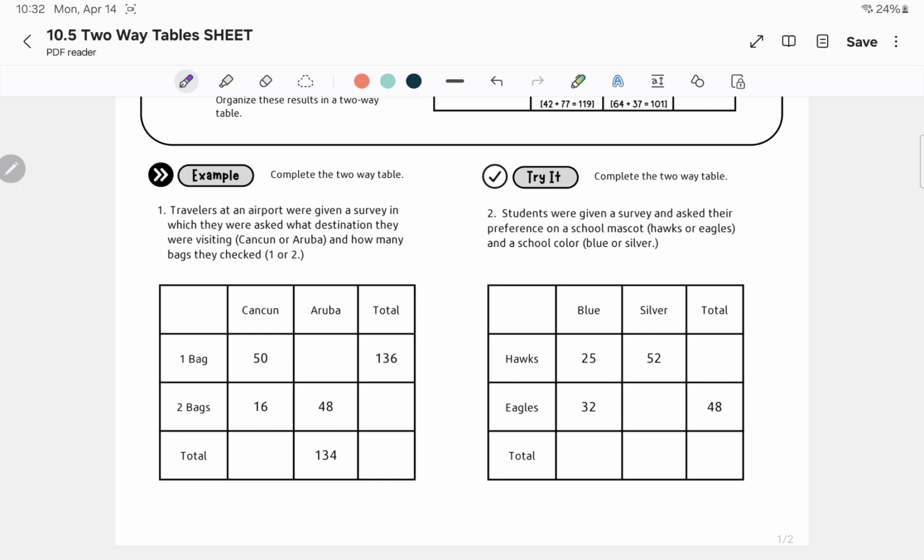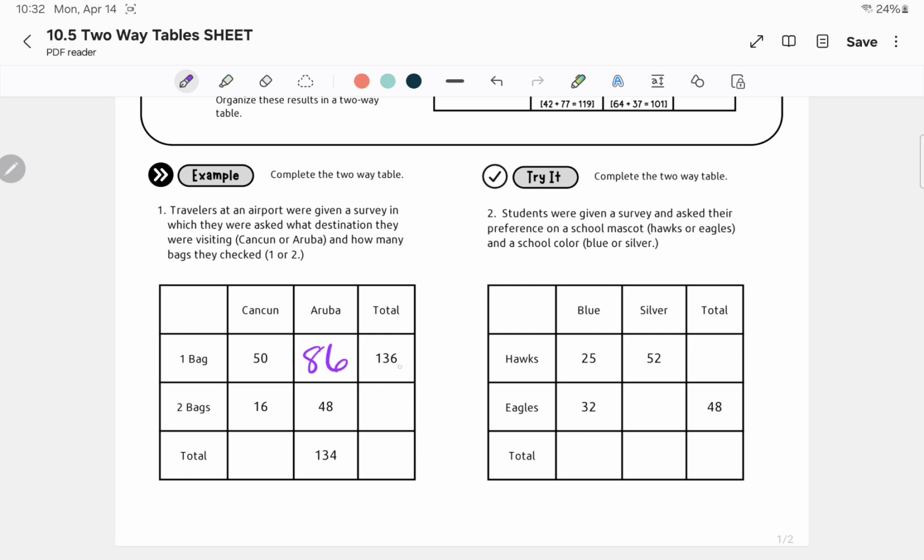Let's look at this first row. The amount of people who are going to Cancun checking 1 bag is 50 people. We don't know how many are going to Aruba checking 1 bag, but we know the total here. It says 1 bag and then total. The amount of people checking 1 bag at this terminal is 136. So if I know the total is 136 and I know that 50 are going to Cancun, the rest must be going to Aruba. So I can just subtract 136 minus 50, and that gives me 86.